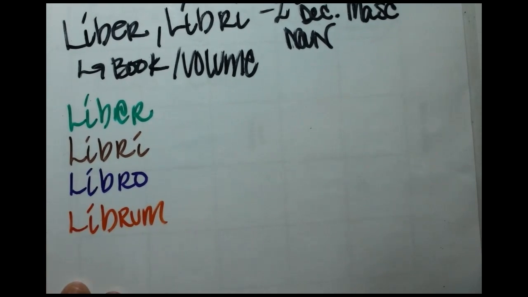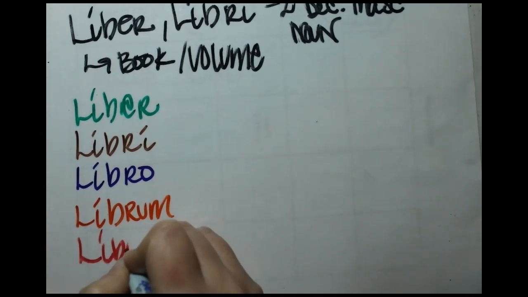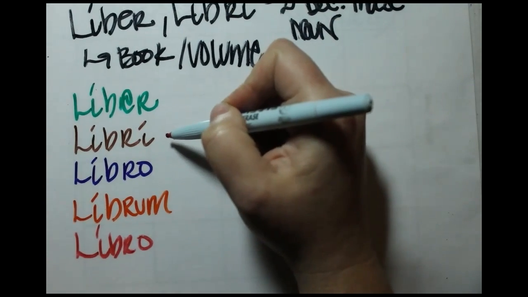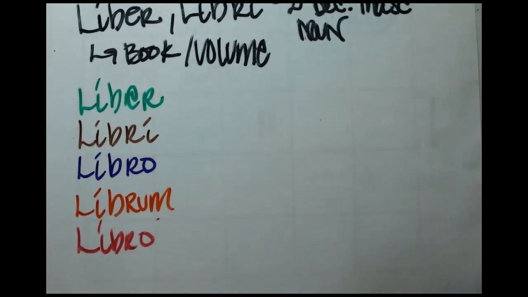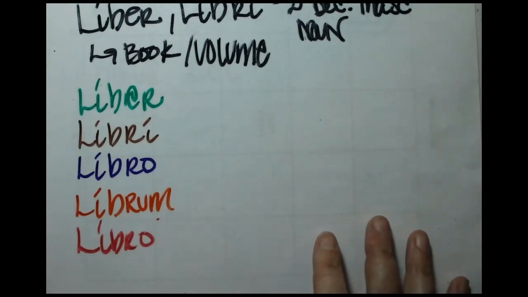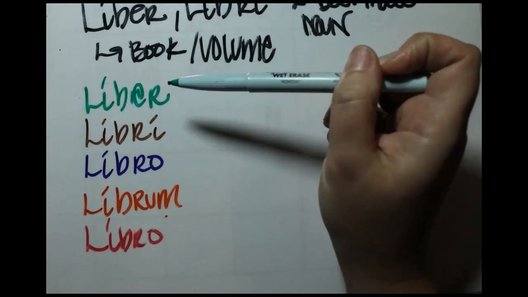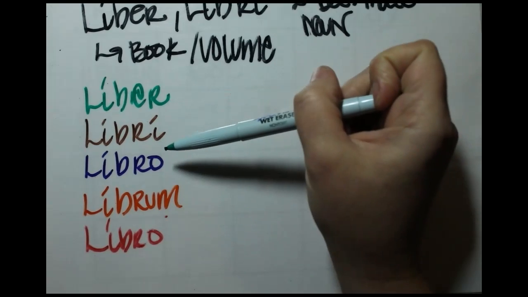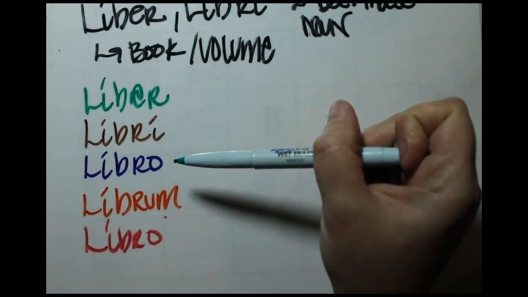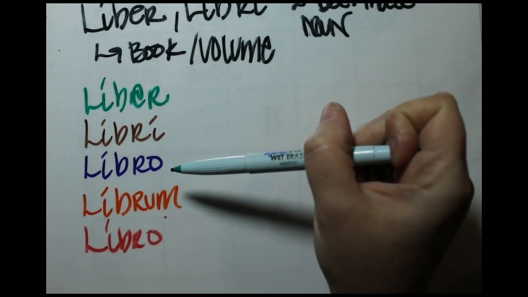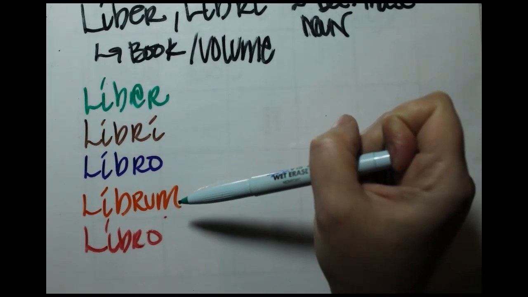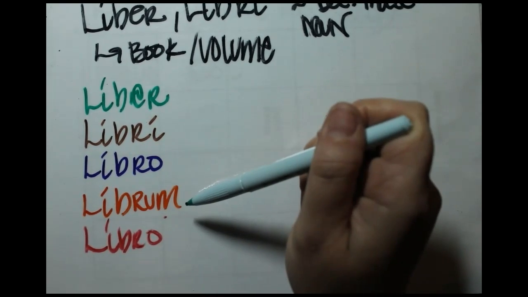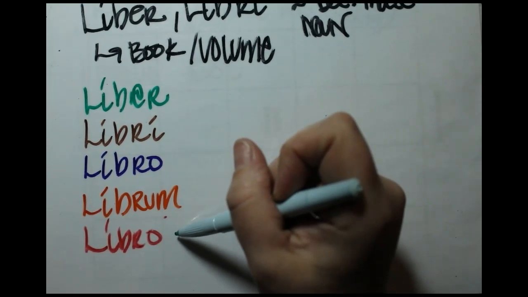In the ablative singular, libro. So we have book, of book, to for book, book as a direct object, by with book. If I was going to use it in a sentence: look at the book, the pages of the book. I am applying bindings to the book. I am writing the book, and I am learning with the book.